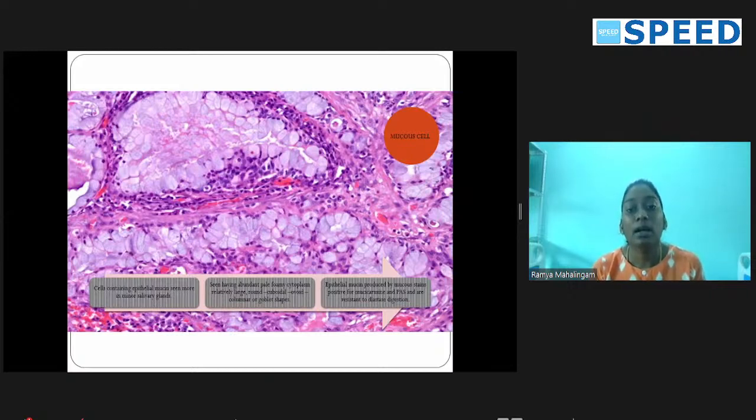Then the cells which have other features. The mucous cells, along with some cystic formation, are also seen. So the first cells you should know about in mucoepidermoid carcinoma are the mucous cells. These are cells containing mucin, more in the minor salivary glands, and they are large round oval cells. You just have to know that these are mucous cells.